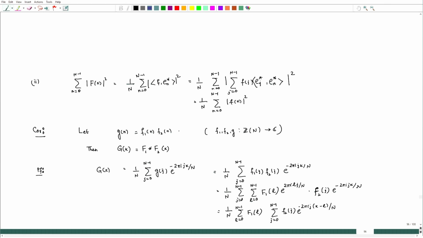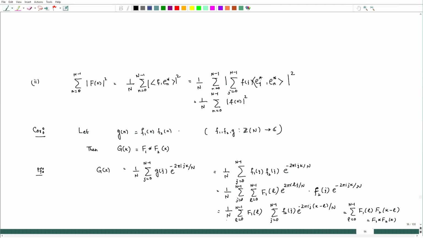L divided by n, and this is nothing but, with the factor of 1 by n, this becomes the Fourier coefficient of small f 2. So, this is L equal to 0 to n minus 1 f 1 of L f 2 of k minus L, and that is what is our definition of the convolution.